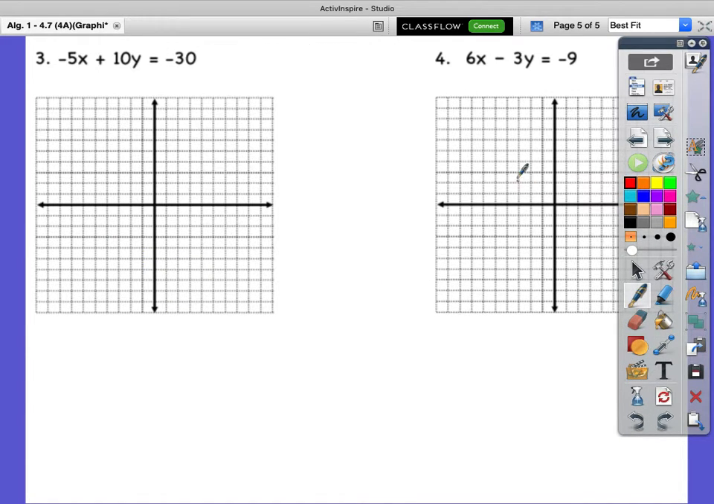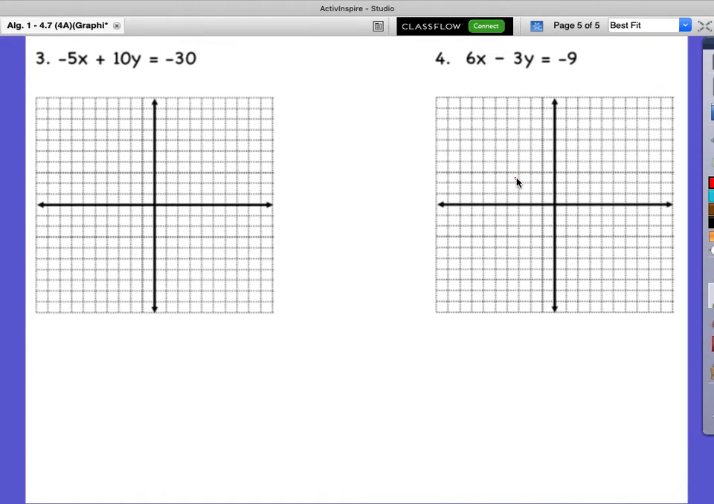Okay, let's try number 4. If we look at number 4, 6x minus 3y is equal to negative 9. Our first step is to find both intercepts. So if we find our x-intercept first, what are we plugging in? 0 for what? Y. If we find the x-intercept, we plug in 0 for the other variable. So what is negative 3 times 0? 0. So just 6x is equal to negative 9. Divide by 6, divide by 6. X is equal to negative 3 over 2.